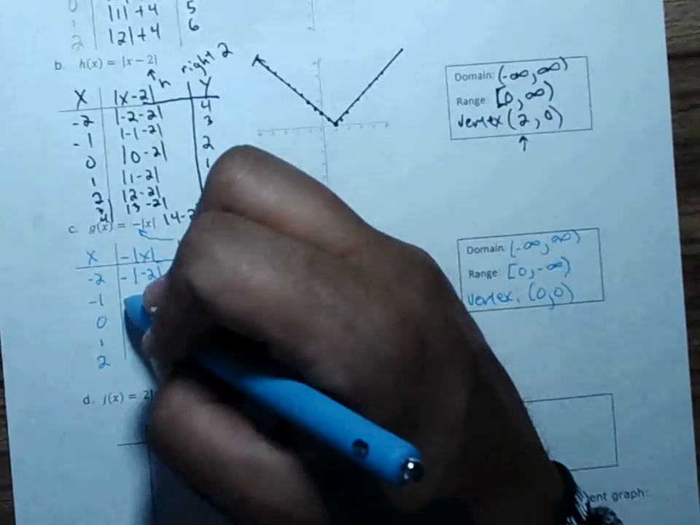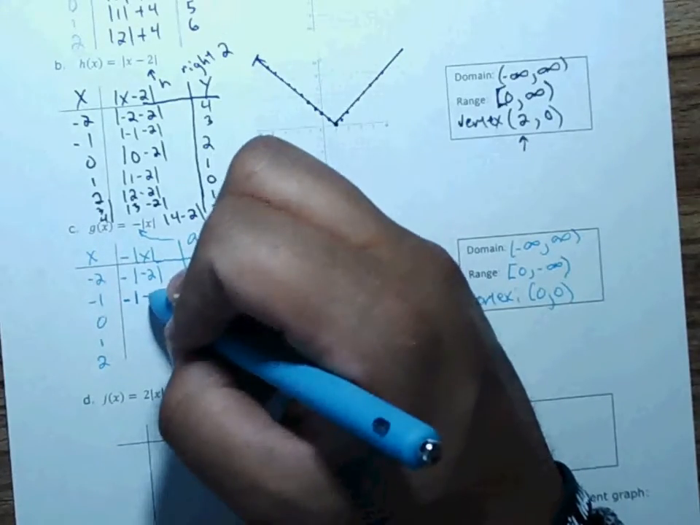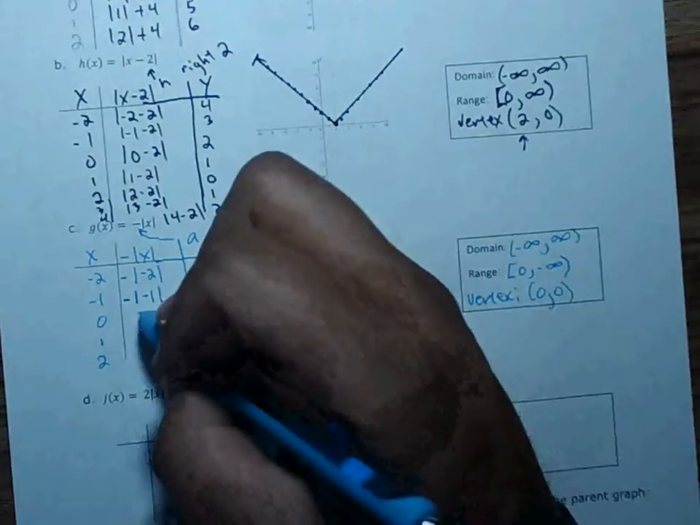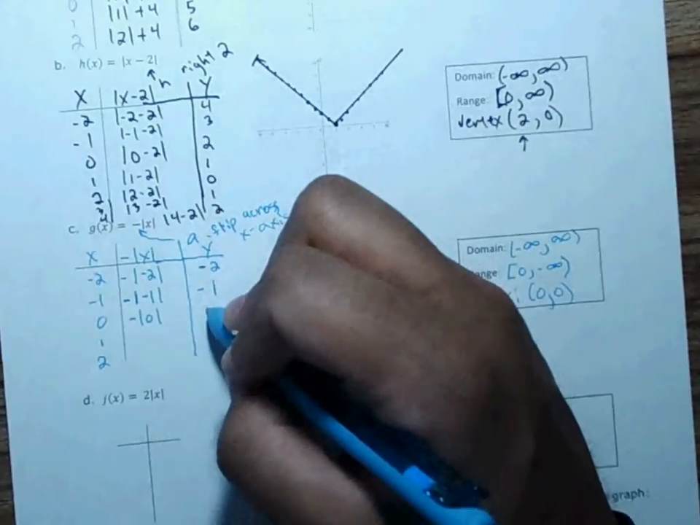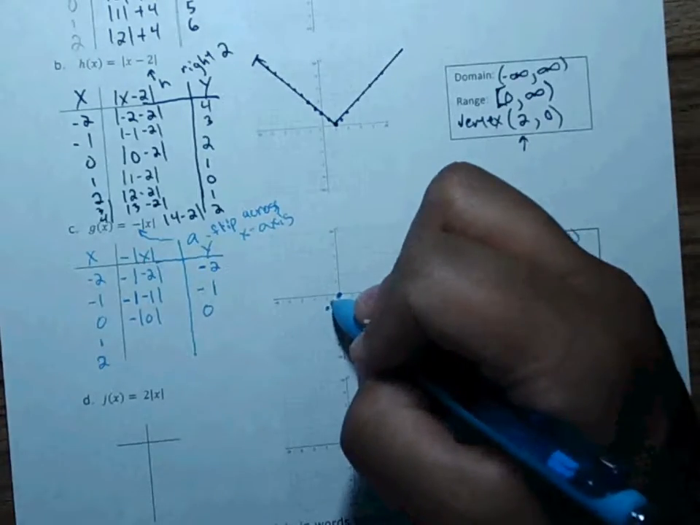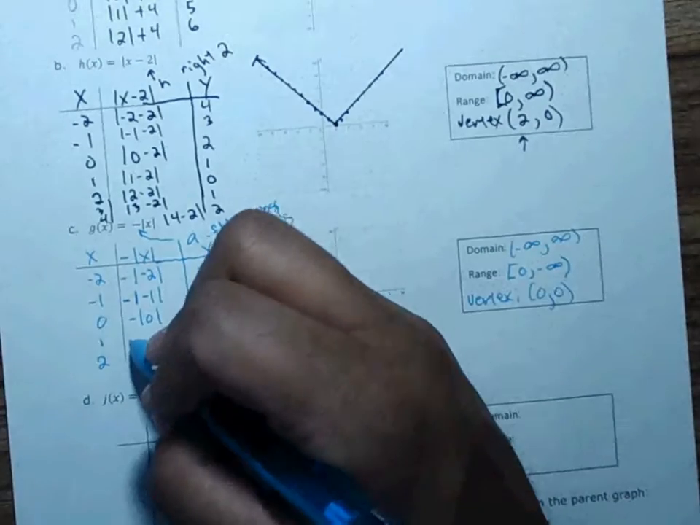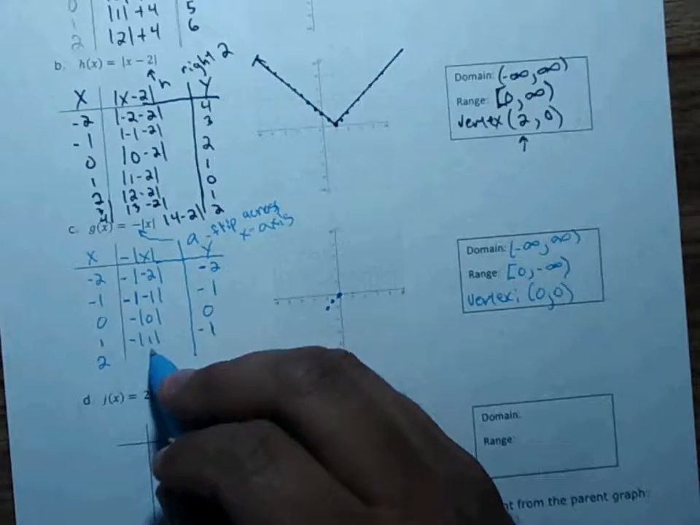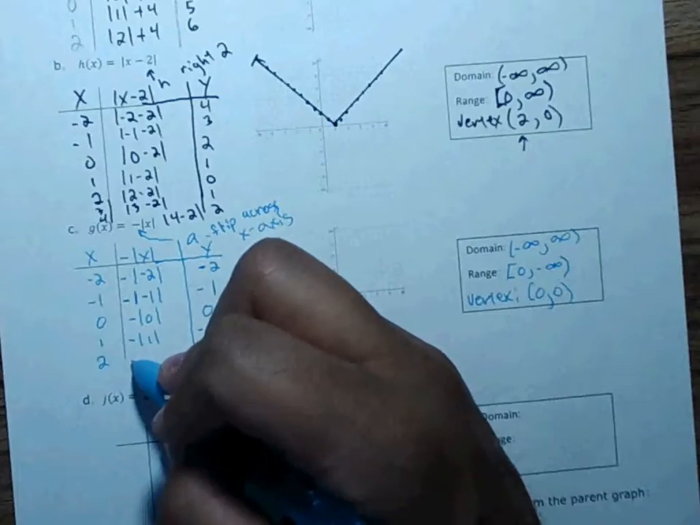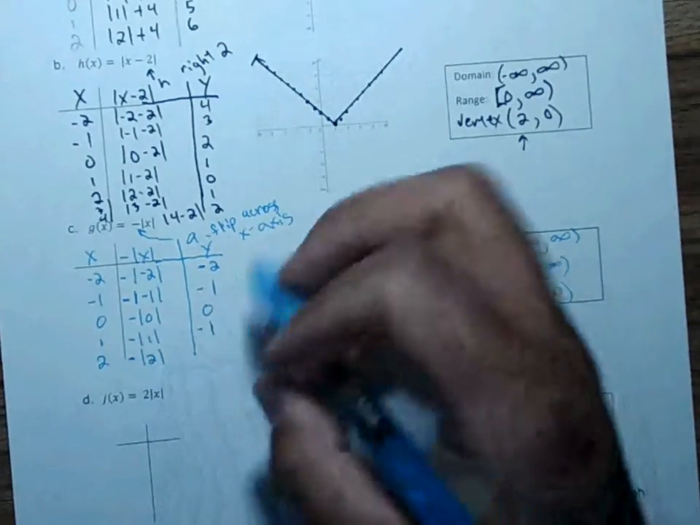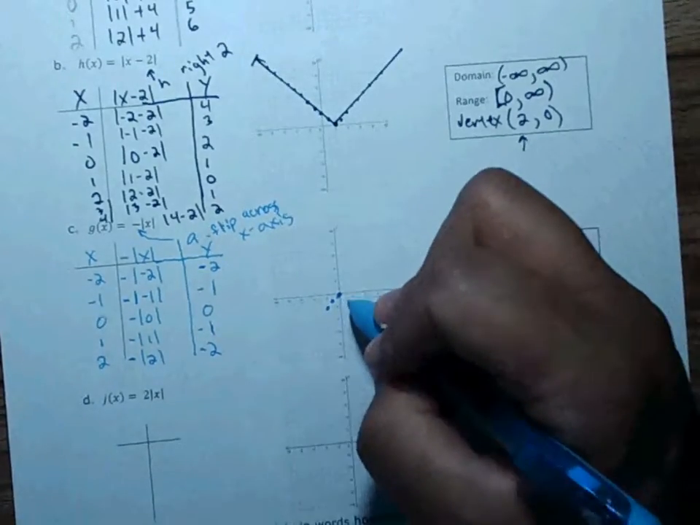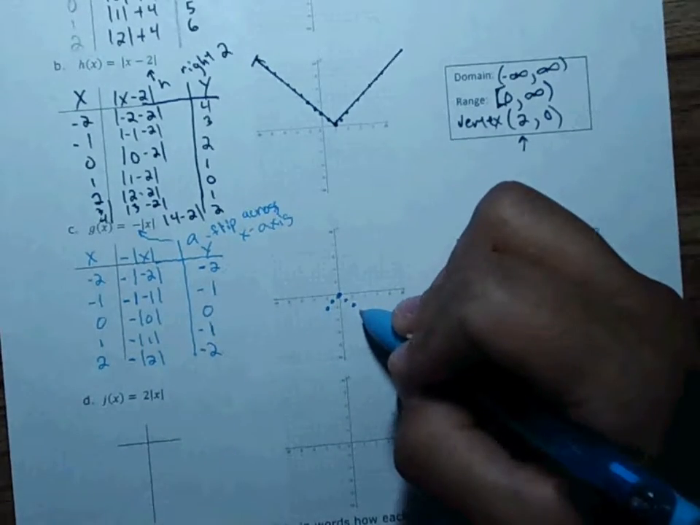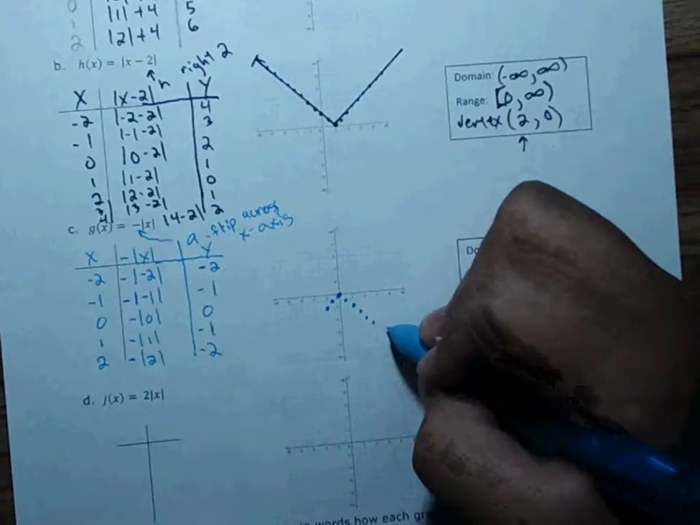If I got a negative absolute value of a negative 1, this would be a negative 1. Negative absolute value of 0 just stays as a 0. And then negative absolute value of 1 would be another negative 1, because absolute value is 1 times a negative is a negative 1. And then the negative absolute value of 2 is a negative 2. So if I graph my function, it looks like this. And I notice the pattern is going to keep going when I'm graphing.